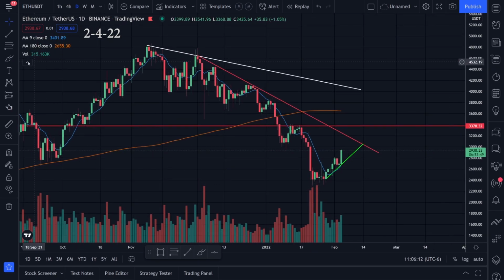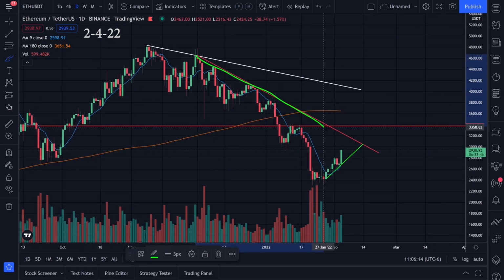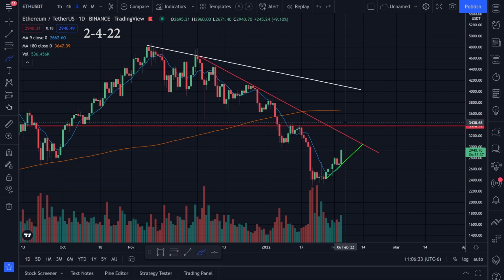So I think the next things that we're looking at is this red line right here, this resistance line. Let's see if we could break above that. And then the other thing is this resistance zone right here at our target at around 3,390 approximately. Let's see what happens in this area right here, or maybe even in this area right here.